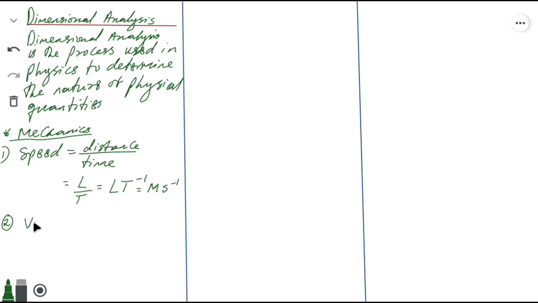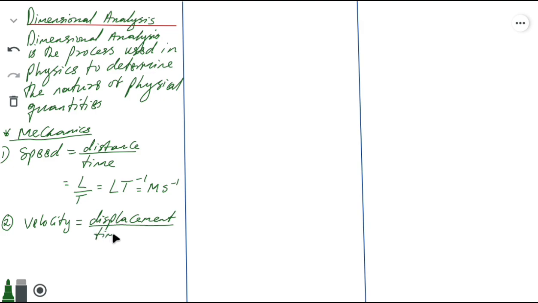Let's discuss the next one, velocity. Velocity can be defined as the distance covered in a specific direction. It is also the speed of an object in a specific direction. So mathematically, we can express velocity as displacement over time taken. Now, displacement is also talking about distance, but distance in a specific direction.